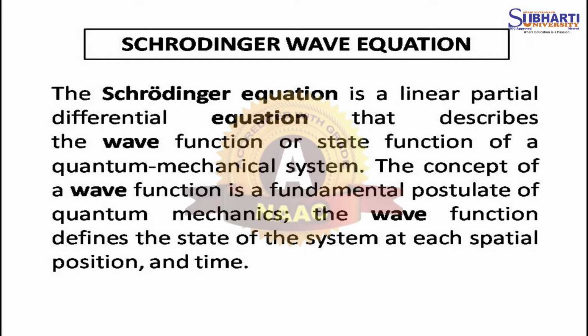Schrodinger wave equation. The Schrodinger equation is a linear partial differential equation that describes the wave function or state function of a quantum mechanical system. The concept of a wave function is a fundamental postulate of quantum mechanics. The wave function defines the state of the system at each spatial position and time.